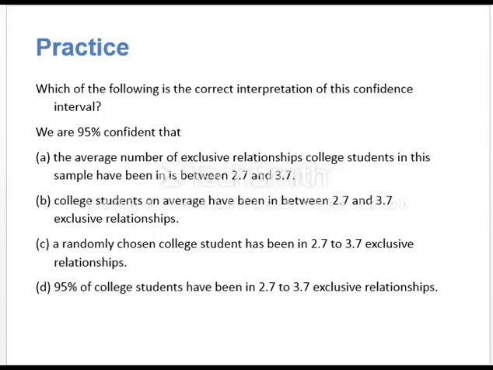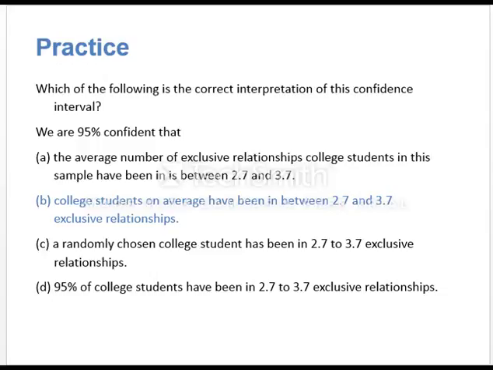So let's apply this. Which of the following is a correct interpretation of the confidence interval? I want you to pay attention to which interpretation is reflecting the fact that this confidence interval gives a plausible range of values for the true mean number of relationships, and which ones are saying something really different than that. So pause this, take a look. And the answer would be B.